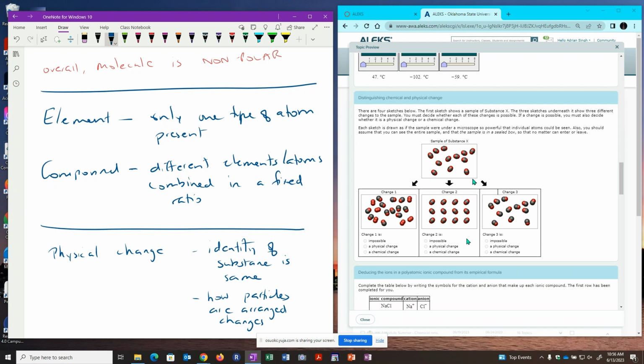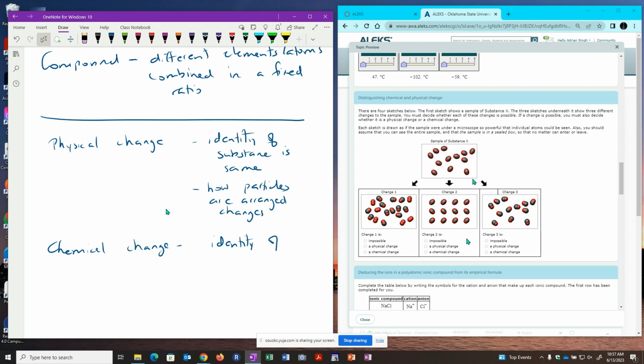Okay, that's a physical change. In a chemical change, the identity of the substance changes, and what that means typically is you have new combinations of atoms.